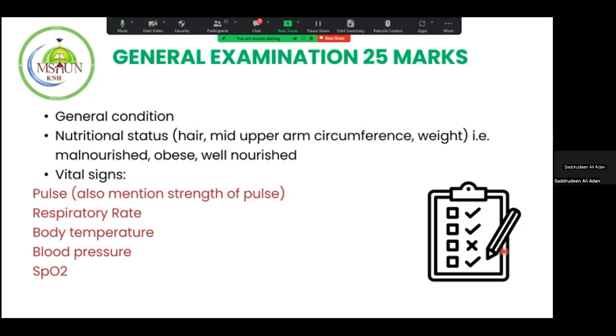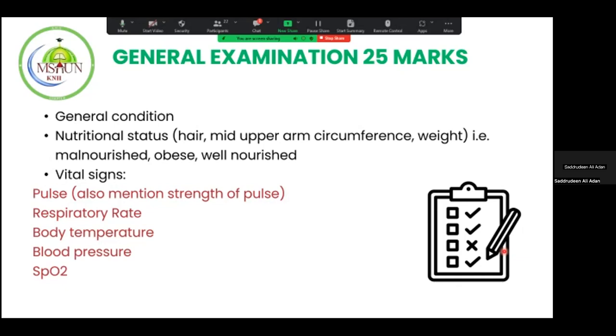Was it just a blank? With IV cannula in situ, with an infusion of normal saline, or with IV cannula in situ but not in use. Then describe the general nutritional status of the patient. Patient who appeared well nourished, etc. That's how you introduce the general examination.